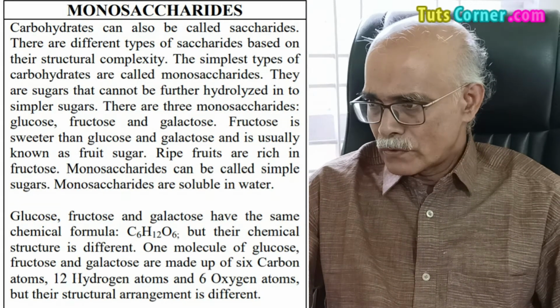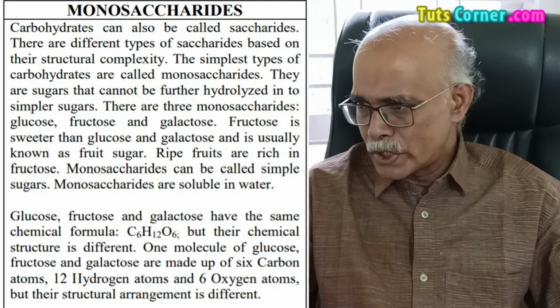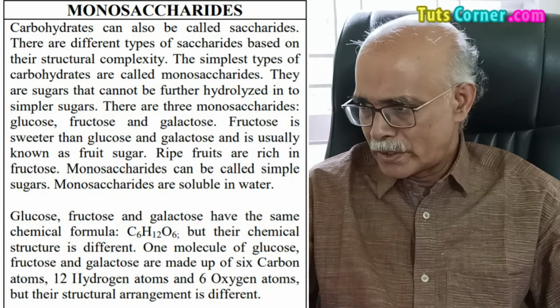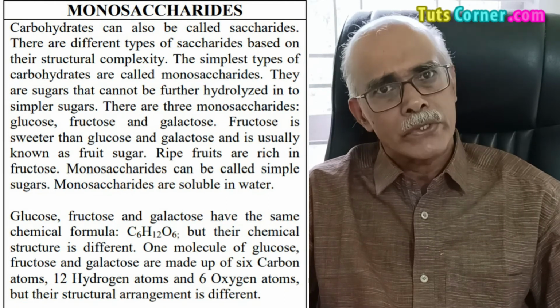One molecule of glucose, fructose and galactose are made up of 6 carbon atoms, 12 hydrogen atoms and 6 oxygen atoms, but their structural arrangement is different, as I mentioned. So, as we have now seen, monosaccharides are the simplest carbohydrates, or they are called simple sugars, and all of them are sweet in nature. They are water soluble. And then come the disaccharides.